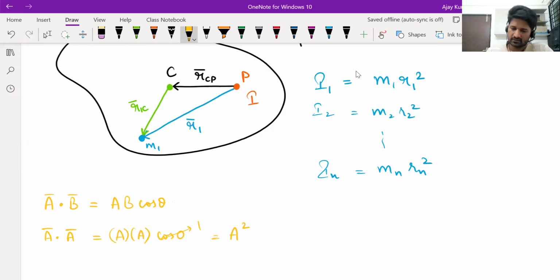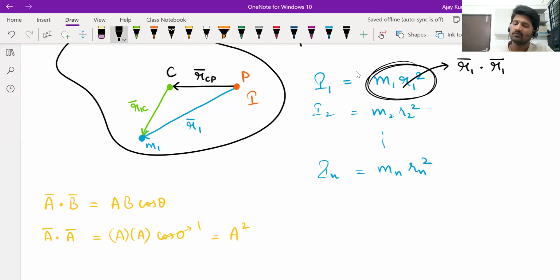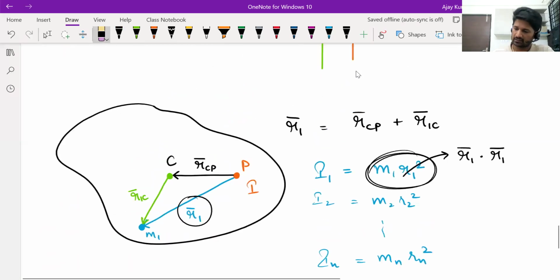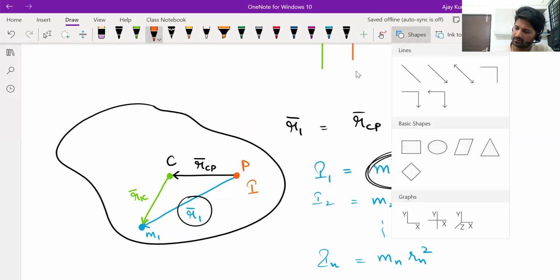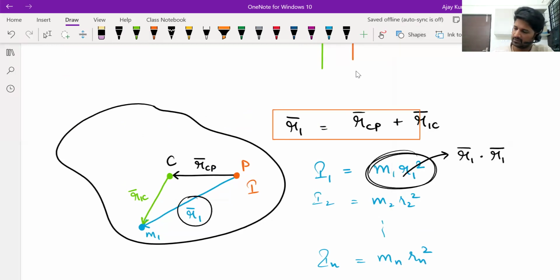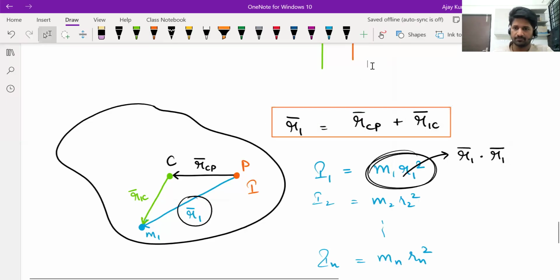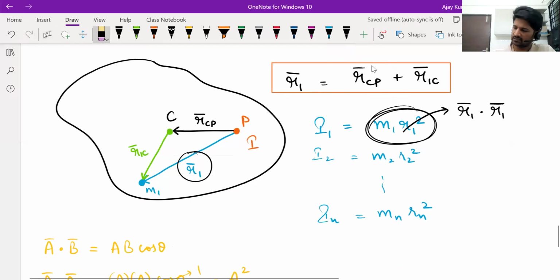Why do we care about all this? Now see, in moment of inertia, we have m r1 square. R1 square can be written as R1 vector dot R1 vector. Why? If you do it that way, somehow you can bring these two into the picture, into the derivation. Because we know that R1 vector is the sum of R1C plus RCP. We are trying to somehow make use of center of mass in deriving, or in expressing, moment of inertia.